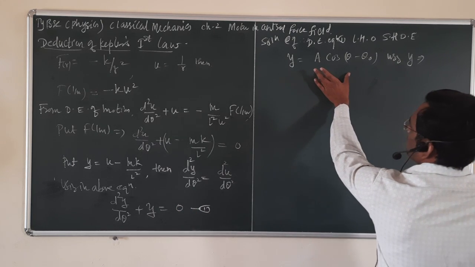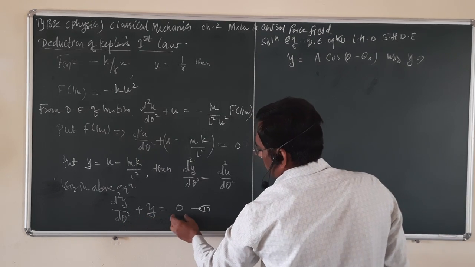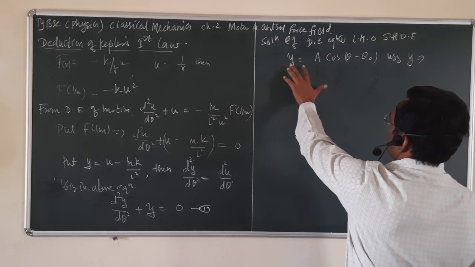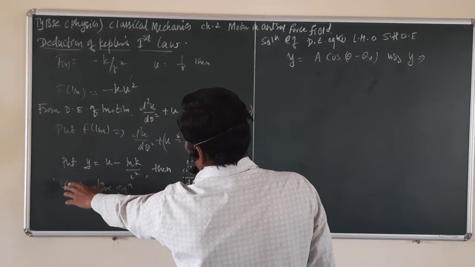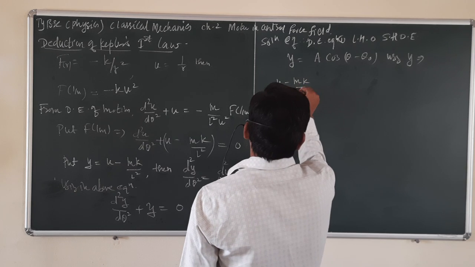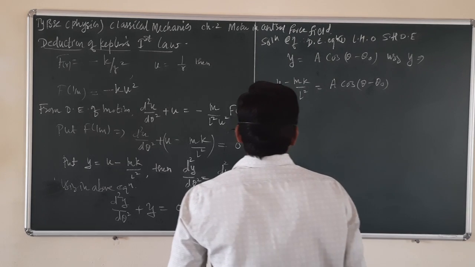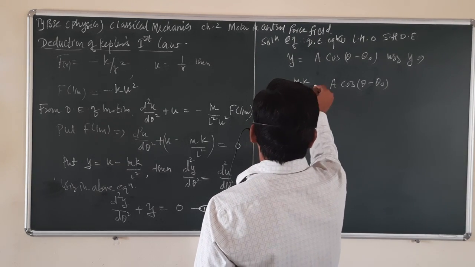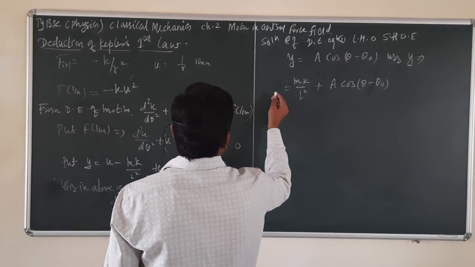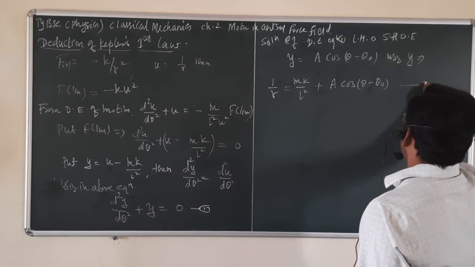If you take the second order derivative of y with respect to theta and add y to it, you will get 0. Now using the value of y, which is u minus mk upon l square, u minus mk upon l square is a cos of theta minus theta 0. So u is equal to mk divided by l square plus a cos of theta minus theta 0, and u is nothing but 1 over r. So this is equation number 2.